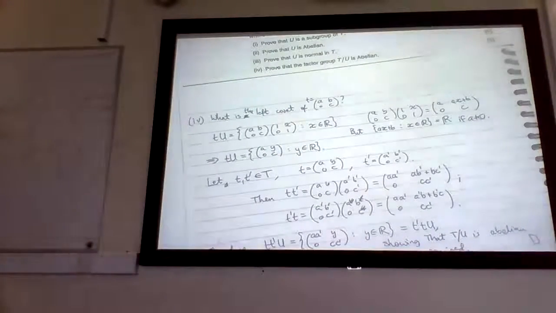So this is the question. The goal is to prove that this equation follows, and then this equation will follow. These equations are just the definition of multiplication in cosets.